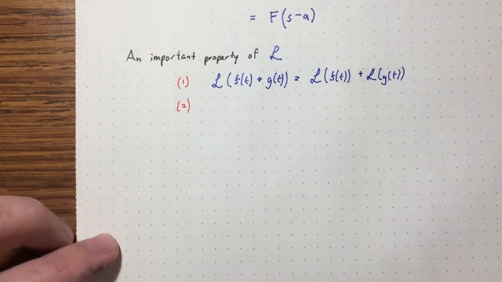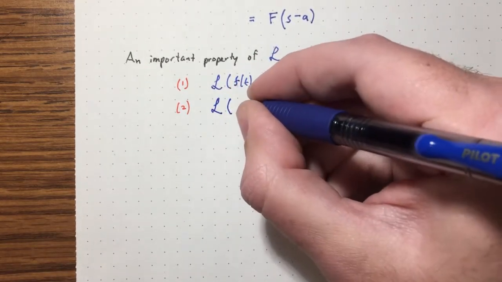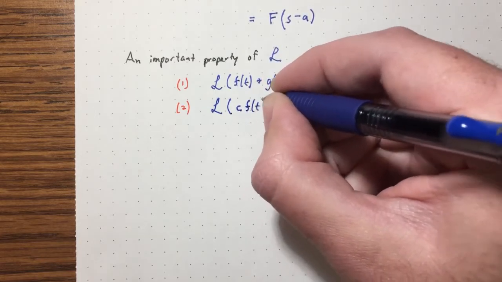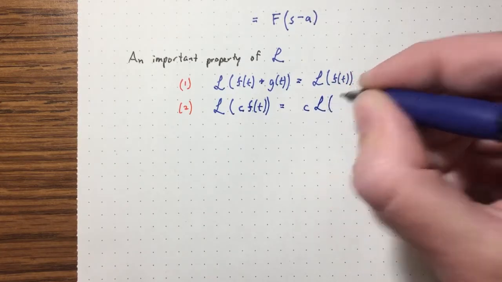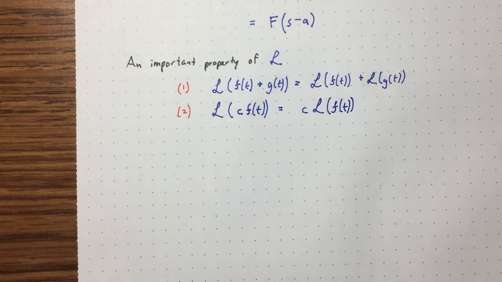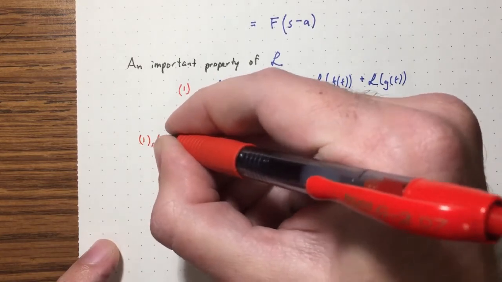Okay. And then the second property is, what if I have the Laplace transform of a constant times some function? Well, then I can just take that constant outside and multiply by the Laplace transform of the function itself. Okay? And I can actually combine these two. So 1 and 2 together.